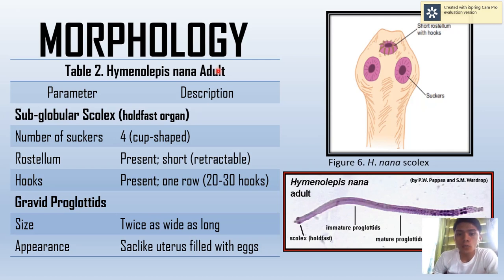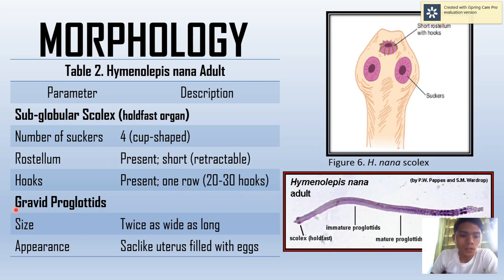Now let's go to the adult worm. The adult worm, same as other cestodes, has a scolex, the strobila, and the neck. The neck is slender and long. Its scolex is subglobular in shape, and it has hold-fast organs: the rostellum, the hooks, and the suckers. There are 4 suckers, just like all other cestodes, and they are cup-shaped. So take note, the suckers of H. nana are cup-shaped, and there are 4. Another term for the 4 suckers is tetrad. The rostellum is present, but it is short and retractable, meaning it can adjust its rostellum. And the rostellum is armed with hooks. There are 20 to 30 hooks in just 1 row.